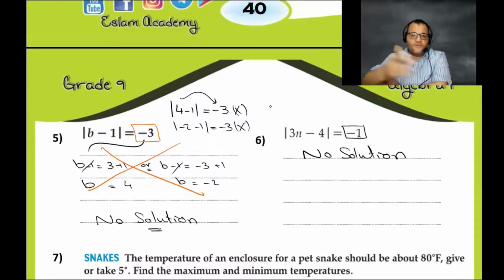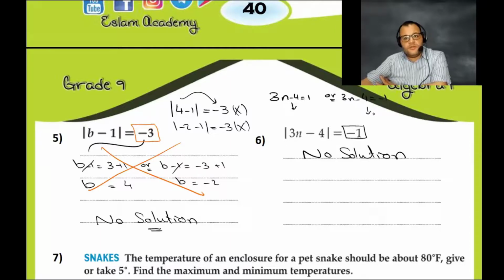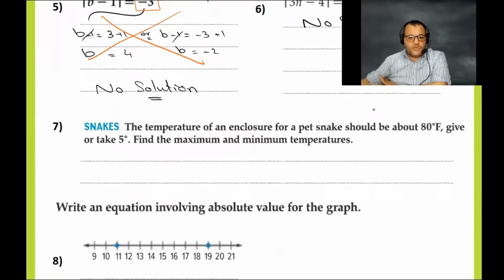We solve it simply: one positive, one negative. If it was positive, how do we solve this kind of equation? One positive, one negative. 3n minus 4 equals 1, or 3n minus 4 equals negative 1. Now we have two equations. Solve the first one and solve the second one. Okay. Solving the equation.